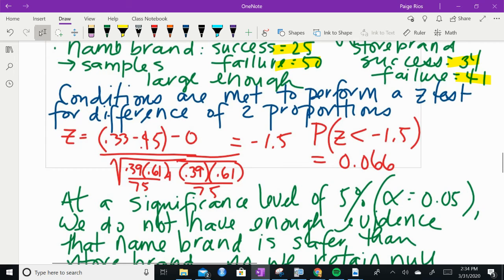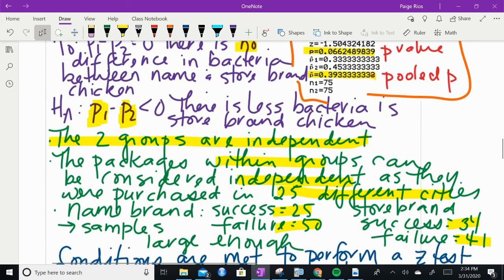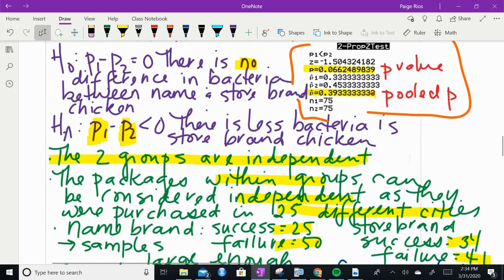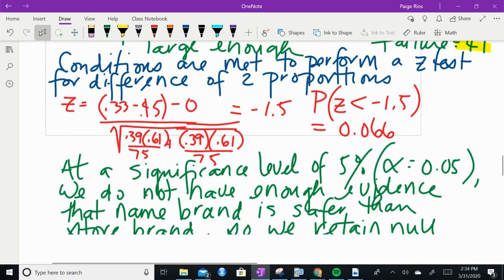And so when I show my mechanics, okay, remember I've taken all of this just from the calculator output, okay? So the first thing I had was my difference in the sample proportions. Looks like a big difference. It's 12% lower for the store brand. But is that 12% significant? You have to go ahead and figure out with this p-value that we're going to get.